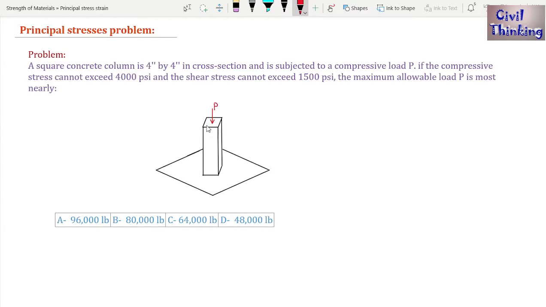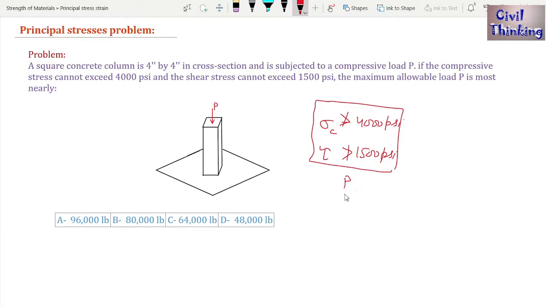This is the column, the cross section dimensions are 4 inch and 4 inch, and a load of P is acting. Now the condition is that the compressive stress cannot exceed 4000 psi. So sigma c, the compressive stress, cannot be greater than 4000 psi, and the shear stress, which I'll denote with tau, cannot exceed 1500 psi. The maximum allowable load P is most nearly, you have to choose the value of this load such that these two conditions are satisfied.